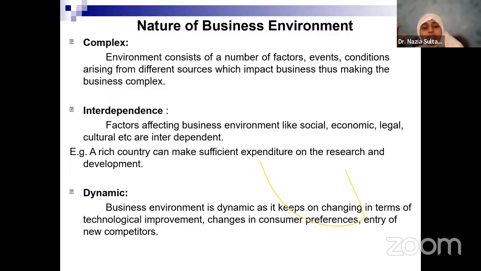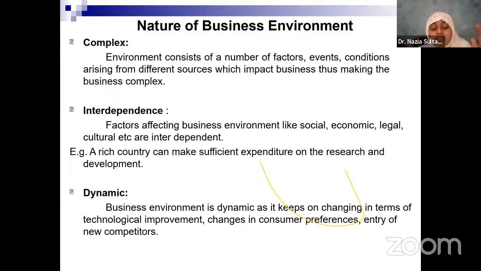The example is being given. A rich country can make sufficient expenditure on research and development because they have a lot of money with them. So when the economic environment is good, GDP is good, money is flowing, that has an impact on technology advancement. So the economic environment and technological environment get linked because money is there in the country, and they are able to invest that money in technology. Likewise, any environment you choose, there are interdependencies which are established between the environments.